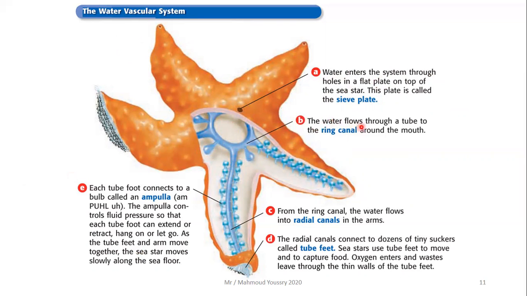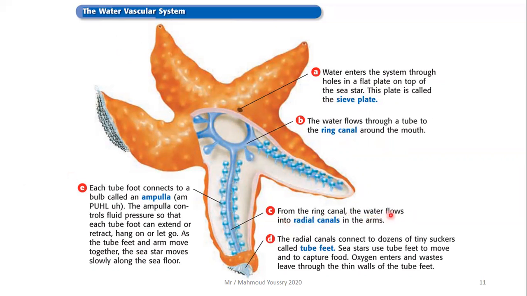Letter B: the water flows through a tube to the ring canal around the mouth. So there is also another ring canal. Do you remember the nerve ring? This is the ring canal of the water vascular system around the mouth. Then letter C: from the ring canal, we have radial canals.